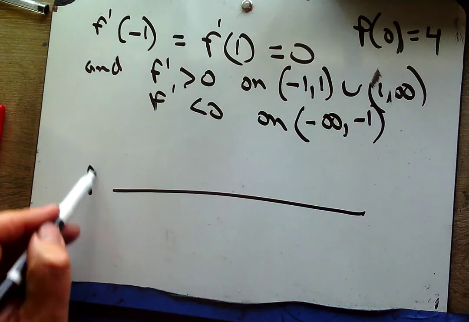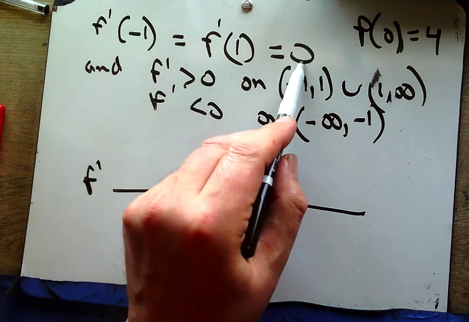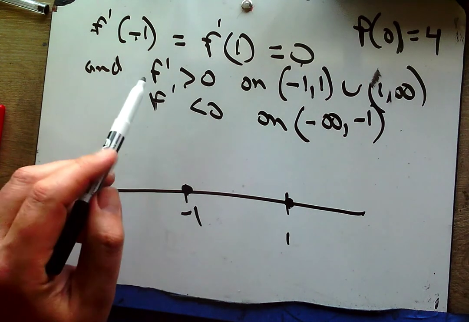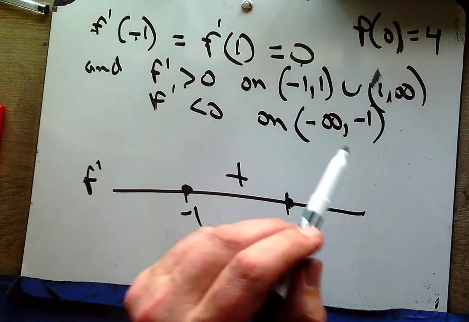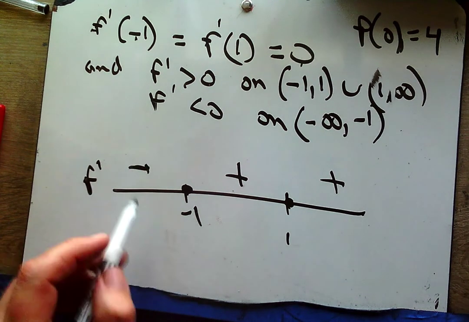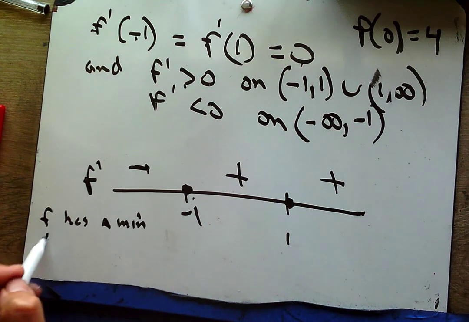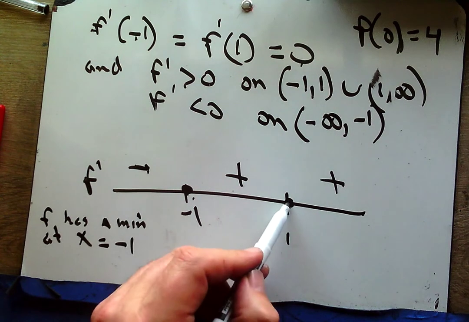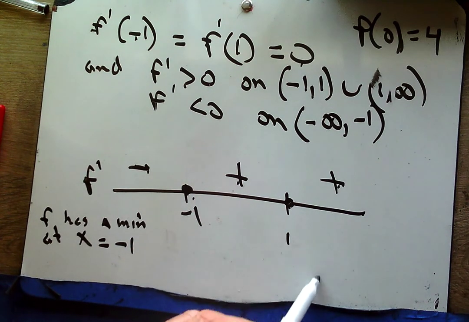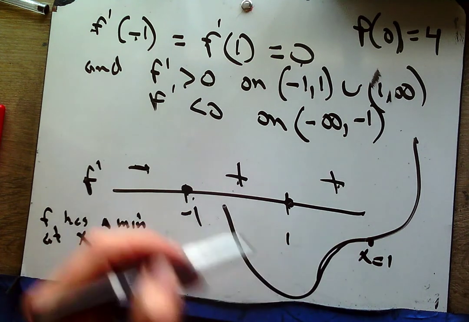Okay, so let's start with that f prime sign chart. It looks like negative 1 and 1 will have horizontal slopes on f. F prime of negative 1 is 0, and f prime of positive 1 is 0. Now, f prime is greater than 0 on this interval, and f prime is less than 0 on this interval. So what can we say is happening? Well, I know when f prime goes from negative to positive that I have a minimum. So f has a min at x equals negative 1. Now, I also have a 0 slope at x equals 1, and f is going from increasing, 0 slope, to increasing.